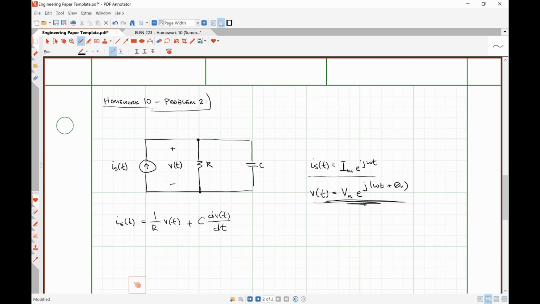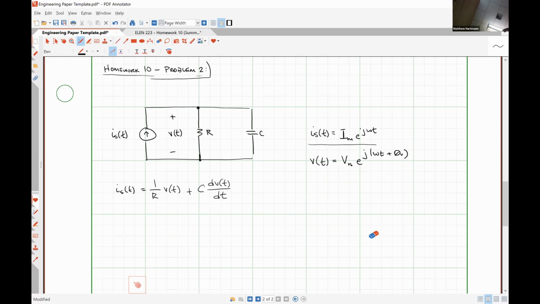Yes, sir. Okay, so under that constraint, we can substitute in our values for Is(t) and our guess value for v(t). And so we will have Im e to the j omega t is equal to 1 over R times Vm e to the j(omega t plus theta v) plus C times the derivative. So what's the derivative of v(t) with respect to time?